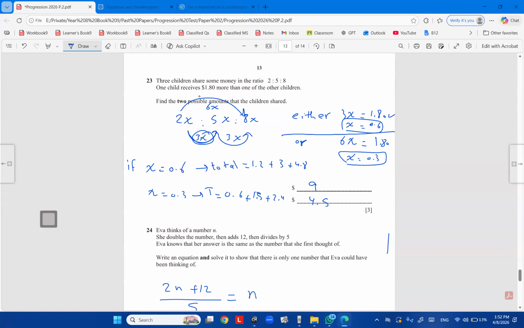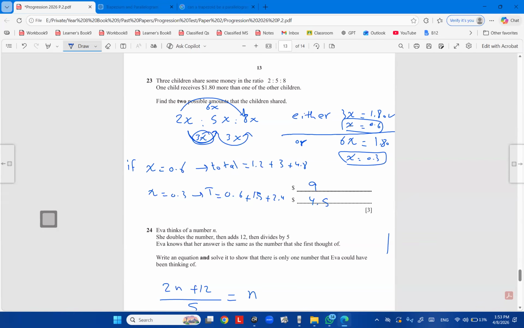Or it could be the difference between the first child and the last child. Here you go, 2x and 8x. The difference between them is 6x. The difference could be 1.80. So 6x, the difference between the first and the last, is 1.80. 6x is equal to 1.80.